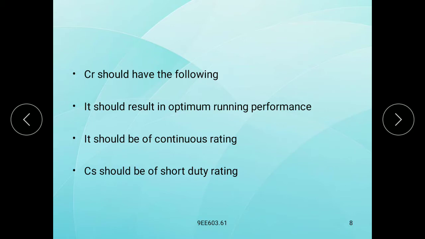Here CR should have the following: it should result in optimum running performance, and it should be of continuous rating. CS should be of short duty rating.